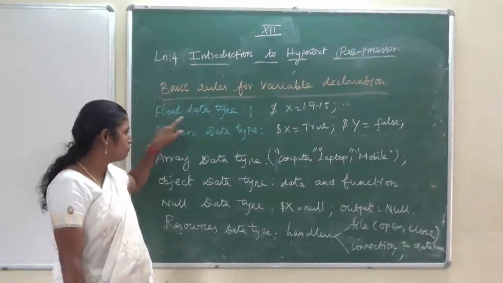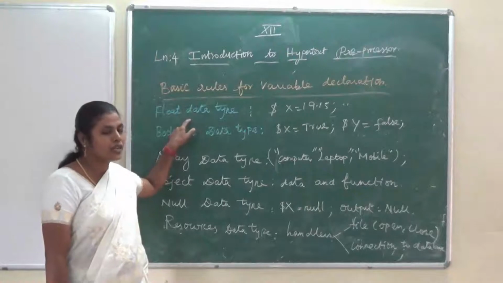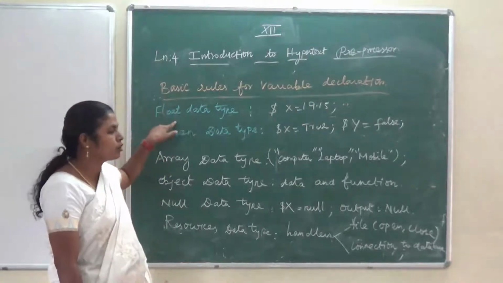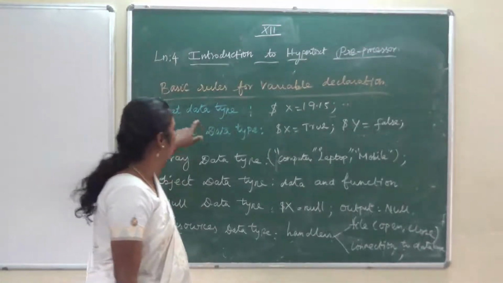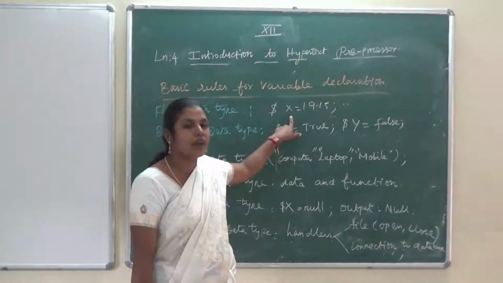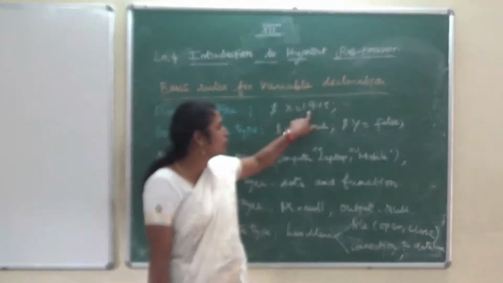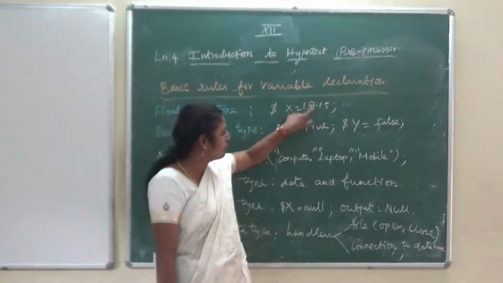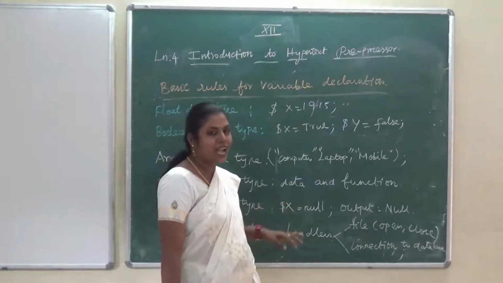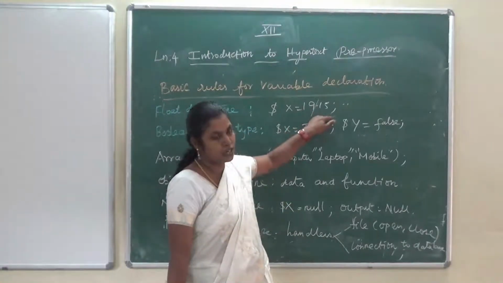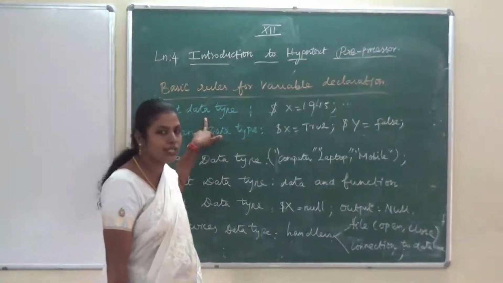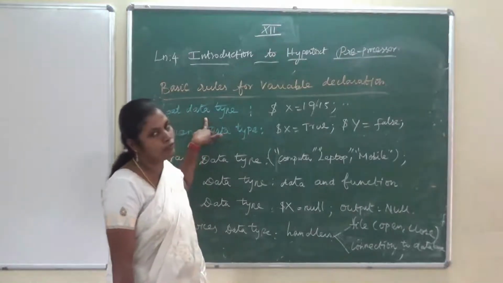Next we are going to study the float data type. Already we studied that the integer data type accepts only a whole number, otherwise a non-decimal number. The float data type is the opposite of the integer data type. It accepts decimal point values also, otherwise fractional values. For example, x is equal to 19.15. When we separate this one, 19 is a whole number, 15 is a fractional value, but it can accept both whole number and fractional part also. That's why the floating point data type, otherwise float data type, is used to accept decimal point or fractional values.